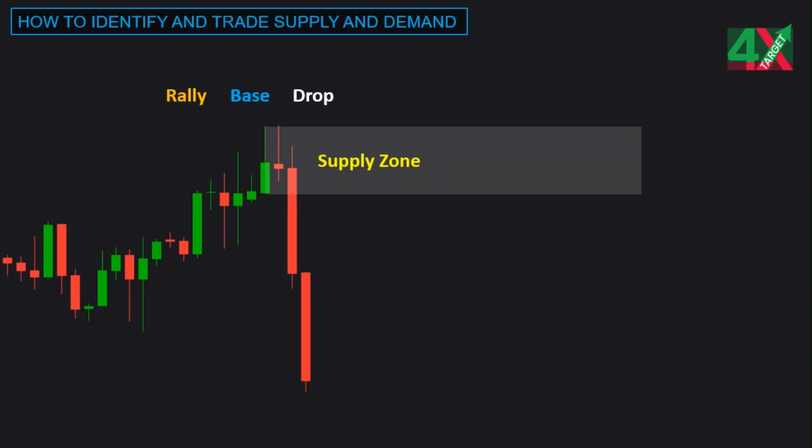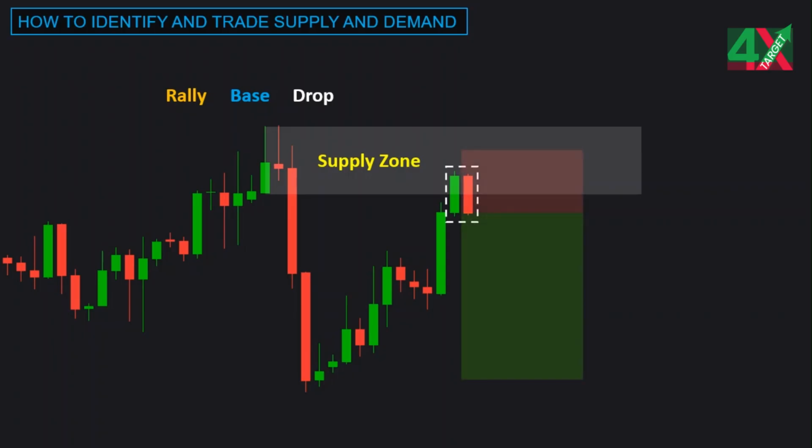Once you've marked the zone, wait for price to return and retest it. Now, look for confirmation before entering a trade. In this example, we see a tweezer top pattern forms right at the zone, a strong sign that sellers are stepping in again. Enter a sell position after the confirmation candle closes. Stop loss just above the supply zone, or the high of the confirmation pattern. For take profit, use the next demand zone or recent low as your target.